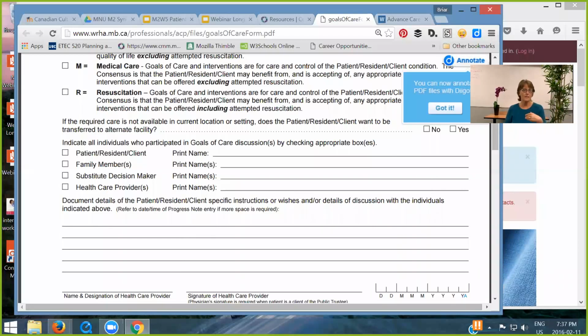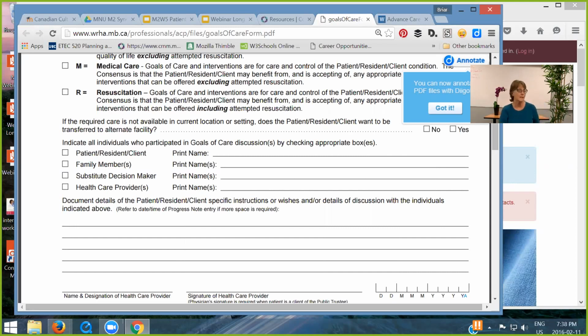For me, if I was filling this out, me personally, I would pick R. I want resuscitation. I want everything. But I would write in here, I don't want any long-term ventilation. And that's my own personal thing, because I just don't think I could survive. I don't want to live if I have to depend on a machine to breathe. So that would be something I would write in. I just don't think I could do that. So I would say, I want everything. I want resuscitation, but not to the point of that.